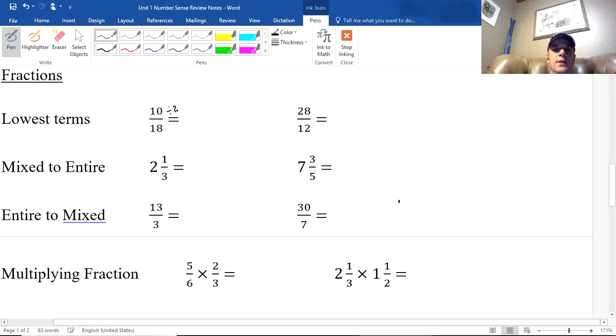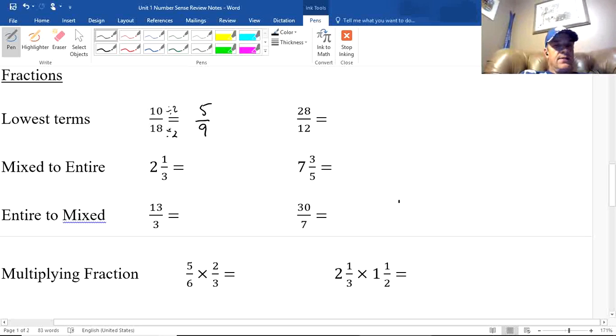In this particular case, both can be divided by 2, and that gives us 5 over 9. And 5 over 9 is the exact same value as 10 over 18. If you were to take 5 divided by 9 or 10 divided by 18, you get the same answer. This is considered lowest terms because the numbers are in their smallest format.